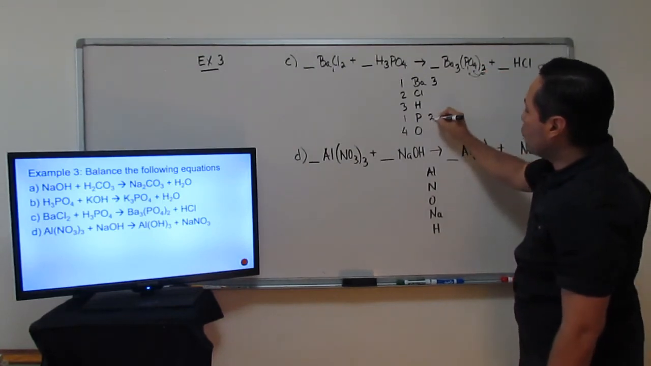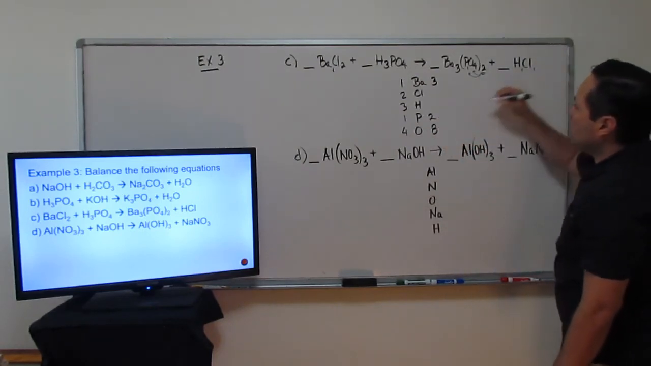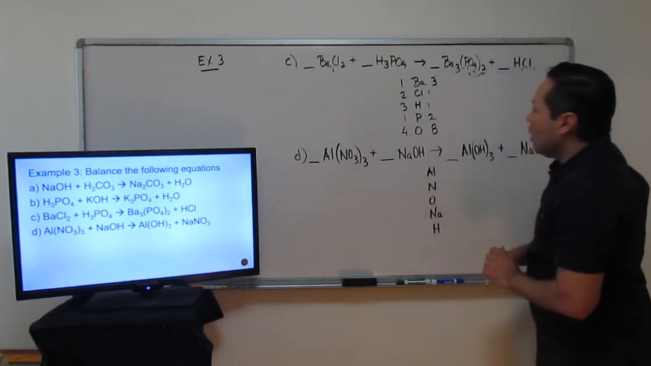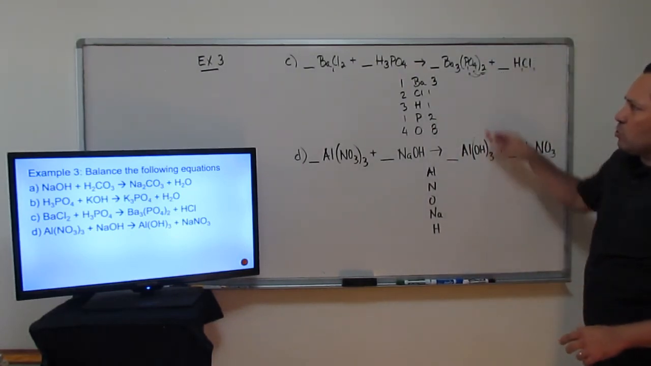So in reality, there's 2 phosphorus and 8 oxygens. And for hydrogen chloride, there's only 1 of each. Alright, so let's go ahead and solve this problem. I'm going to start at the top.